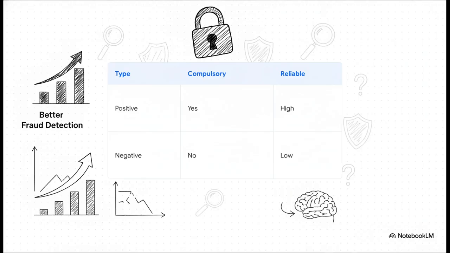Does it detect fraud better? Positive definitely does, while negative has very limited ability to catch any fraud. Take a mental snapshot of this. It is going to be incredibly useful for quick revision.